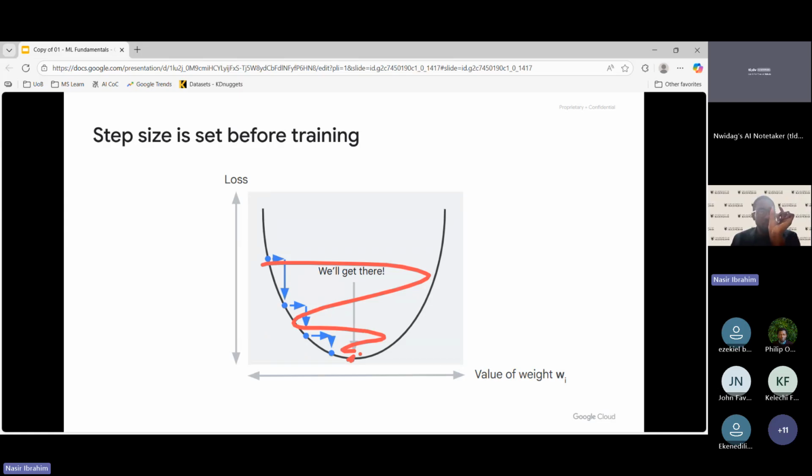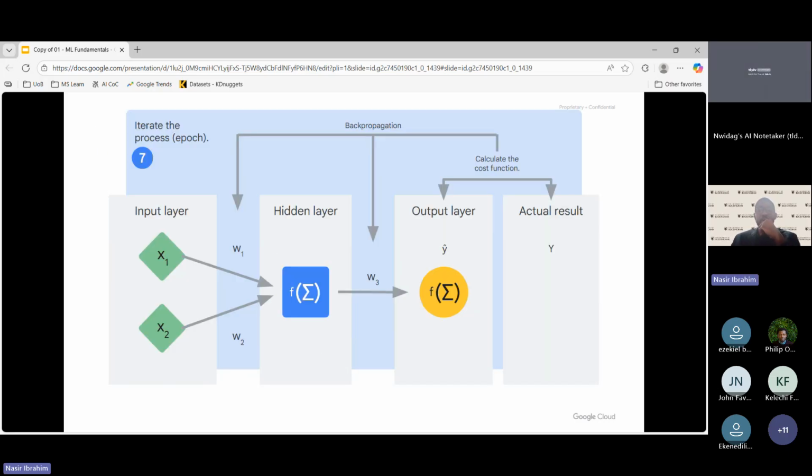If you have a very small learning rate, then it will take you a long time. If you have a very large learning rate, yes, it will not take you a long time, but you might not reach the optimal minimum. And that is a parameter that you have to tweak based on your training.